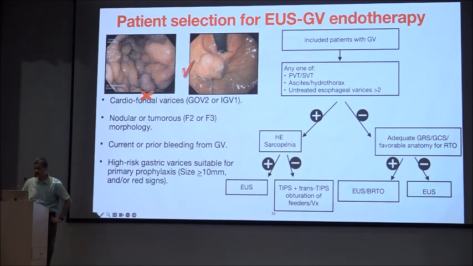If HE and sarcopenia are present and the patient has portal vein thrombosis, ascites, then he is better treated with TIPS and trans-TIPS embolization, because you are treating, besides the varices, the entire patient. If these are not present, then we do a CT scan and look for the applicability of BRTO, and if so, they can still be treated by EUS or BRTO, otherwise with EUS. So if you are to do studies comparing EUS and BRTO head to head, this is the only subgroup that you should actually be including, and not all the patients as previous studies have done.